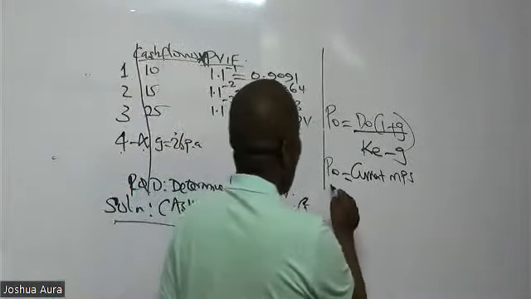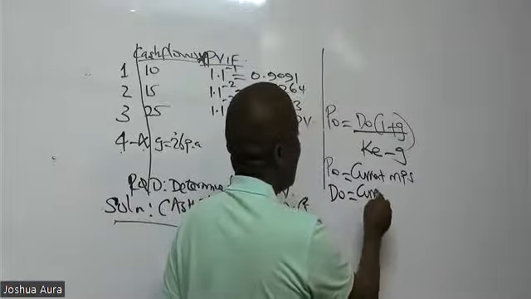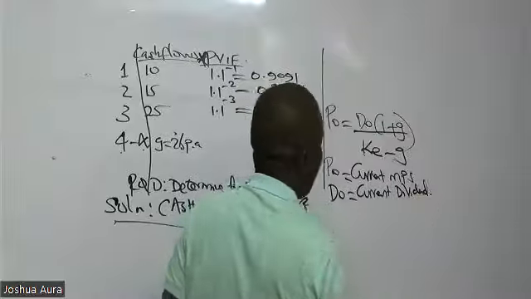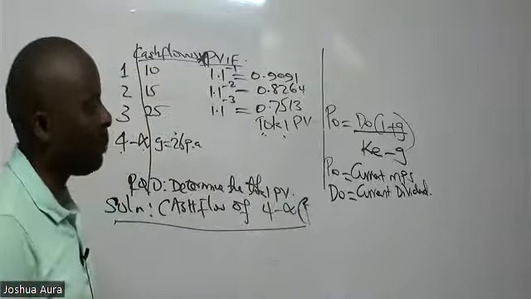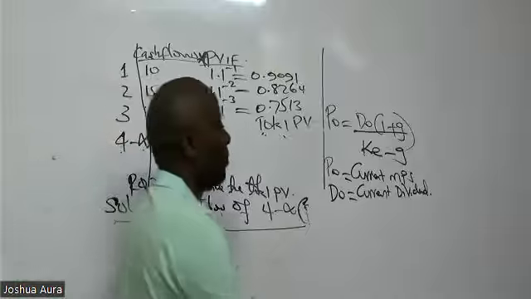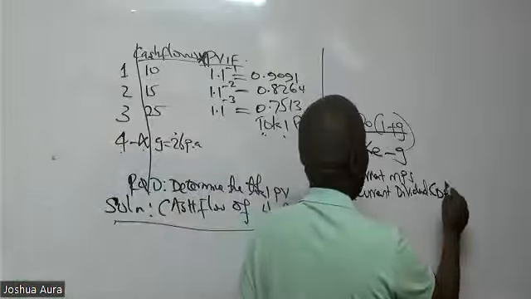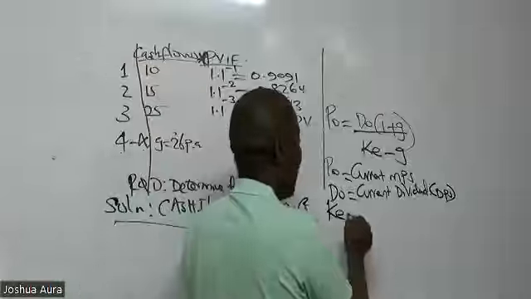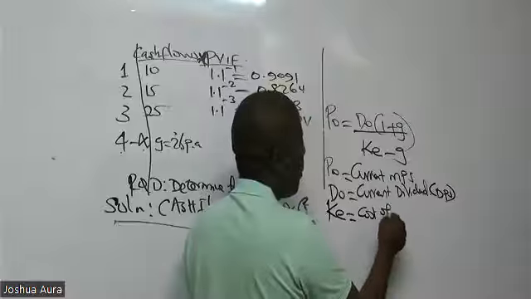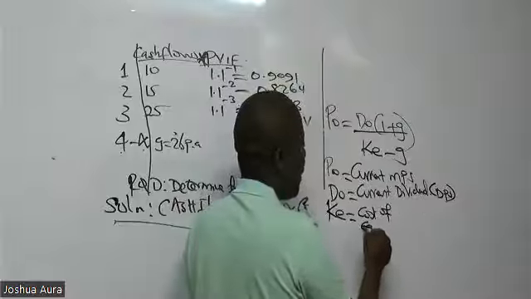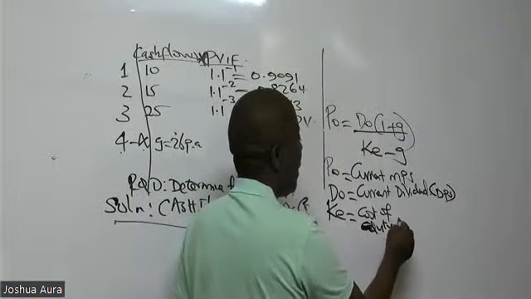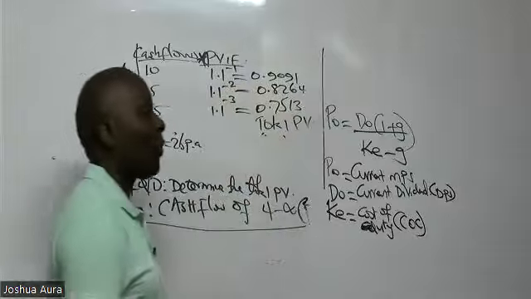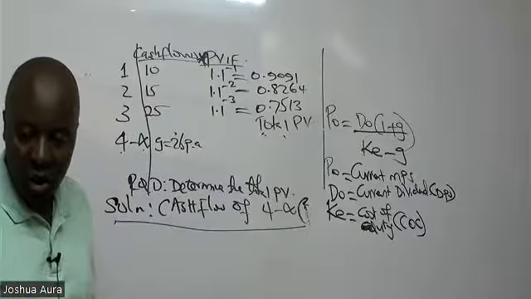And then we have DO. DO is the current dividend, current dividend per share, DPS. Actually, I should have used DPS here, current dividend per share. And then we have KE. KE here is cost of equity. In our case, we shall be using this as our cost of capital.